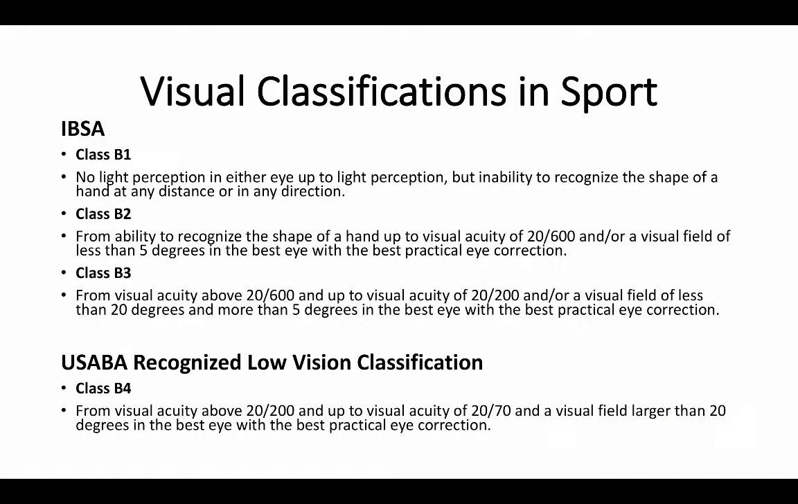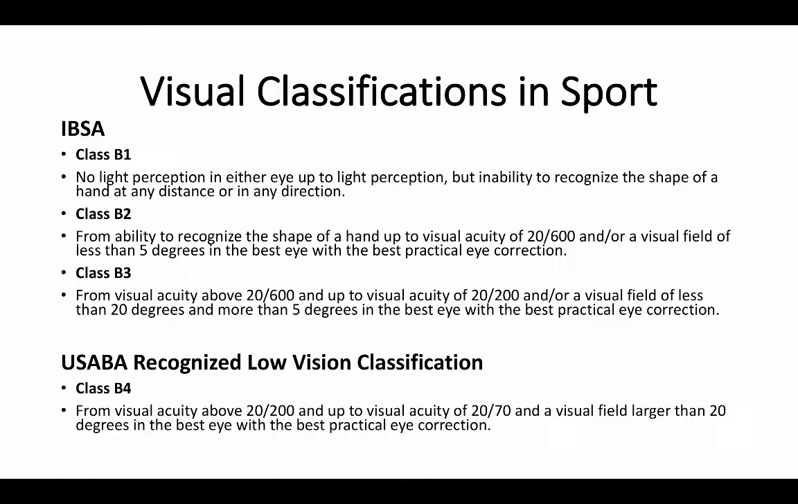So in sport, the International Blind Sport Association has separate visual classifications. They have a B1, a B2, and a B3. Here in the US, the United States Association of Blind Athletes actually has a class 4. You're able to compete in the US, but you can't go on to any international competitions because a B4 doesn't qualify as having a significant visual impairment for specific blind sports.